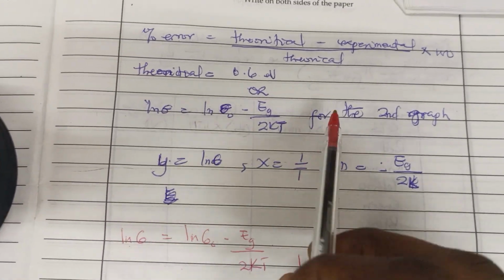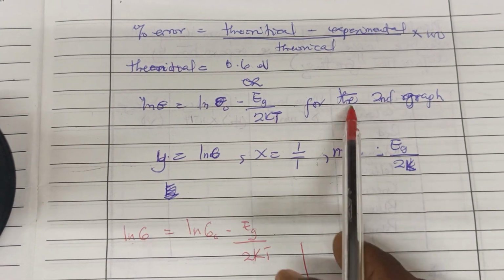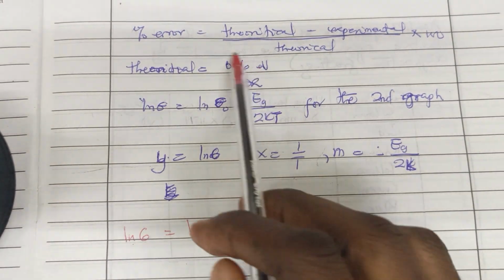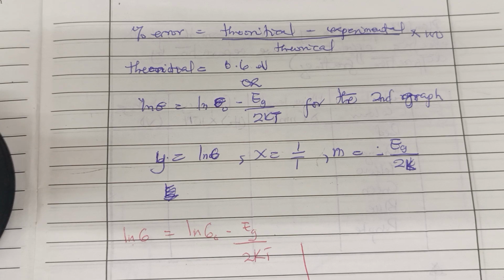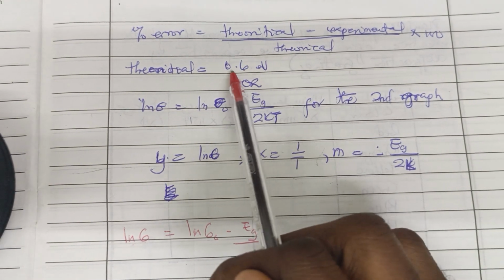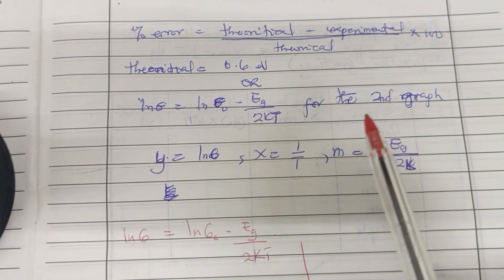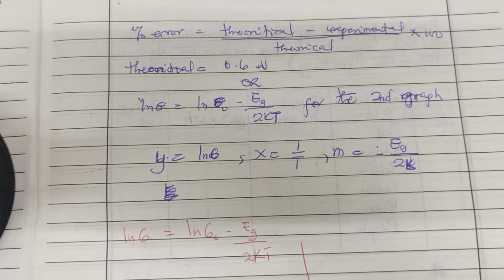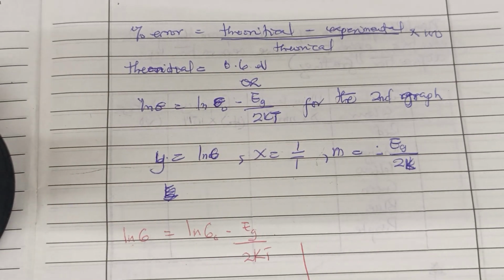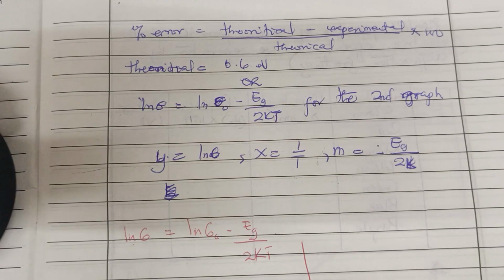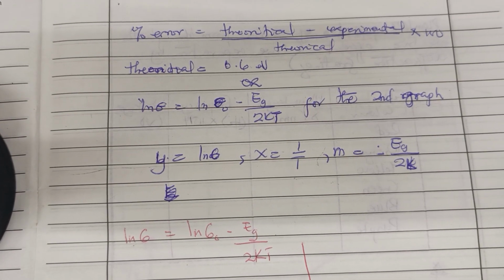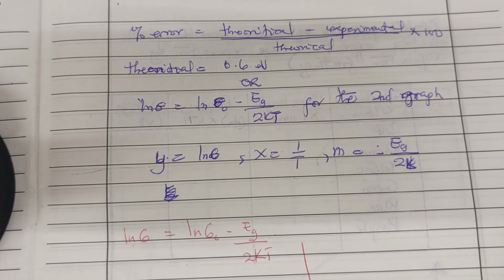So that's what I wrote here. Now, for the theoretical value, you can find the percentage error, as I said earlier on. Your theoretical value is 0.6 electron volts. So you can find the experimental one, and then you can find the percentage error in the work as well. So that's how we find the energy gap of germanium.